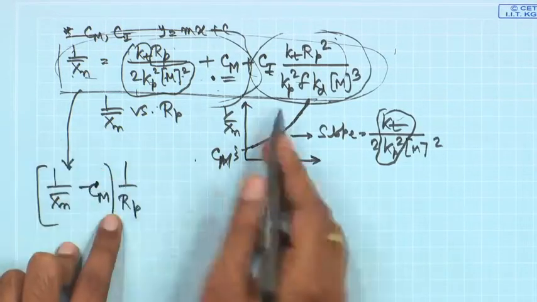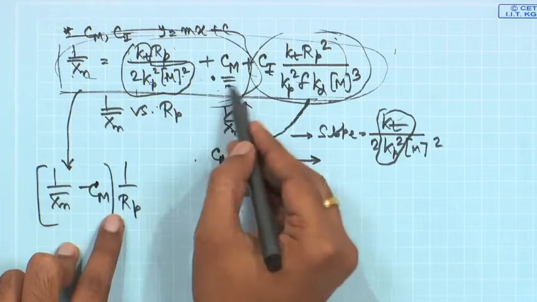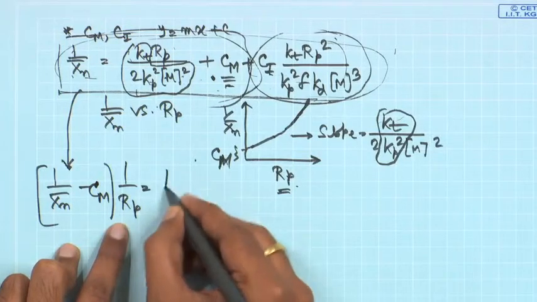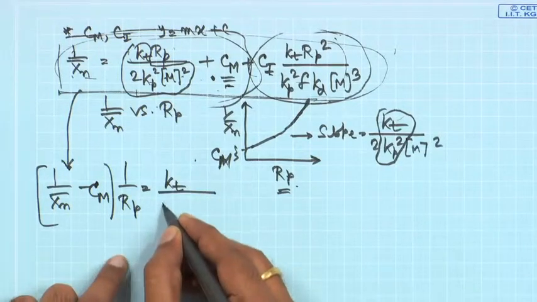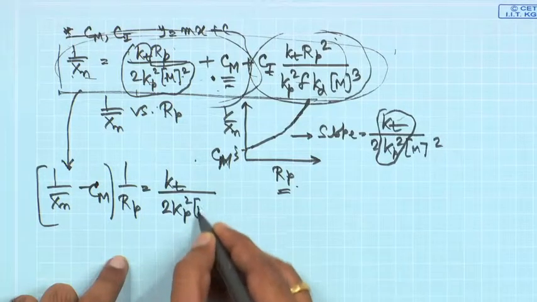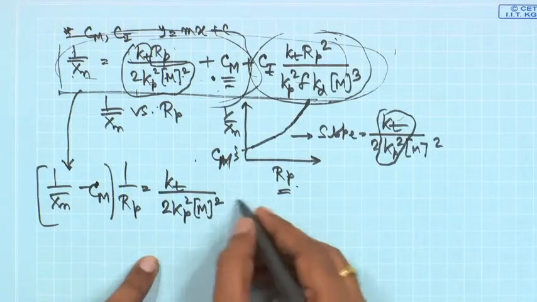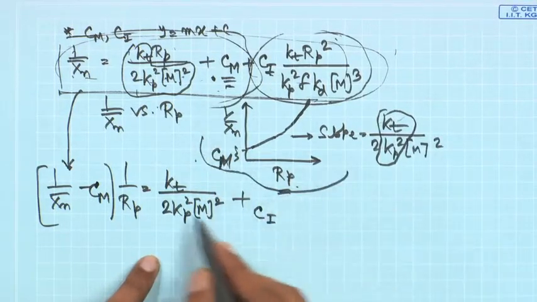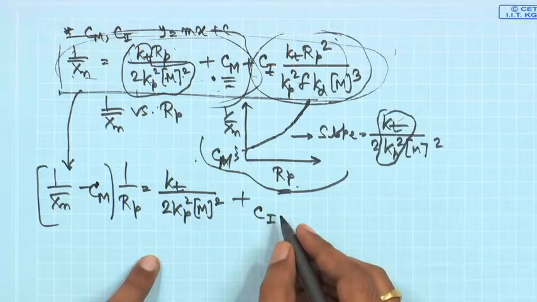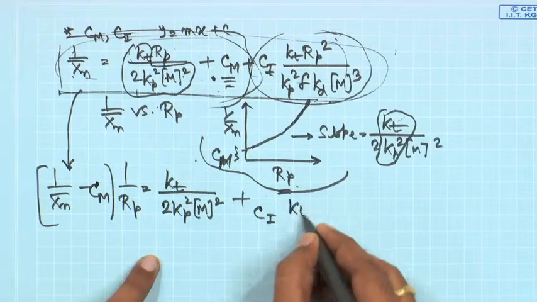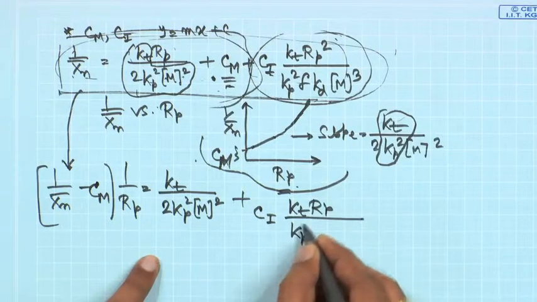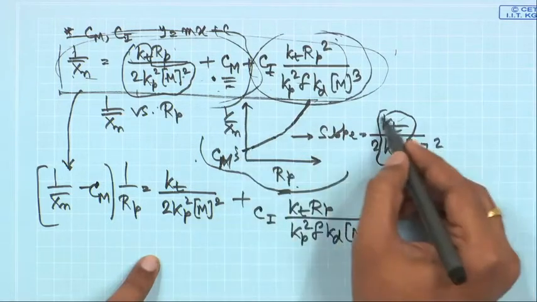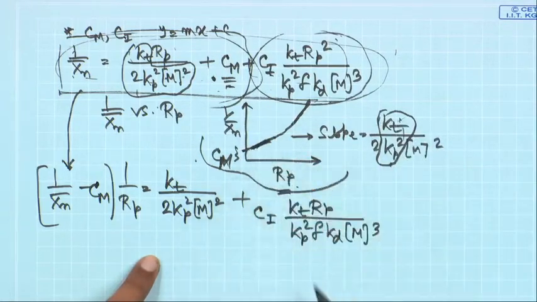So, you are dividing by Rp throughout, and you are taking this term on this side, and this is equal to Kt divided by 2 Kp square m square plus Ci, I am just drawing it here because we have the graph here. So, plus Ci into Kt Rp divided by Kp square f Kd m squared. Of course, from this graph you already found the value of Kt by Kp square from the slope of the initial linear plot, that you have to keep in mind.